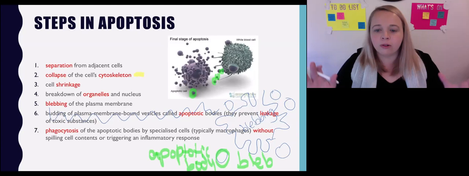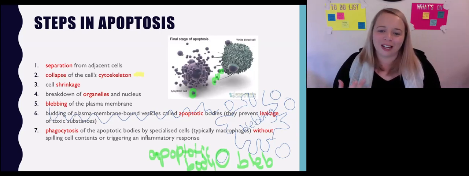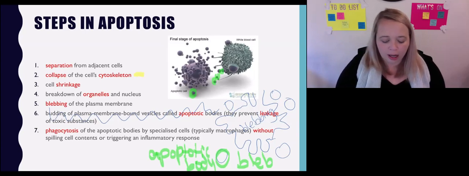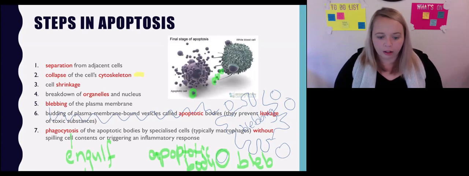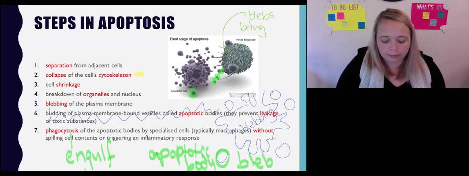Now what happens is we've got white blood cells in our body. Now we haven't gone through what white blood cells do yet, but what their job is in apoptosis is to come along and engulf them. Yeah, so phagocytosis means that they are engulfing. And you can see that engulfing happening up the top here. So the blebs or the apoptotic bodies are being engulfed.